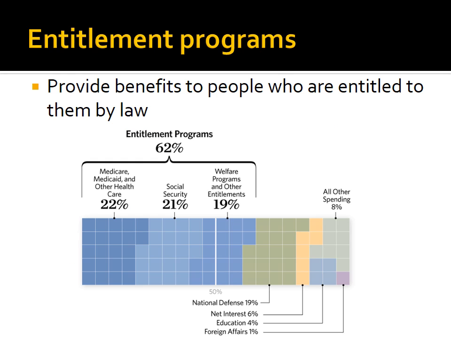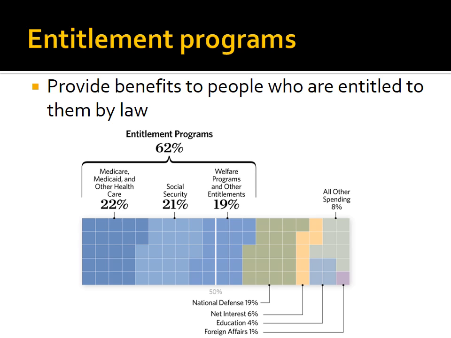All right, entitlement programs. We talked about these already. This is just another term for you. With your mandatory spending, Social Security, Medicare, and Medicaid are examples of entitlement programs. The definition is that they provide benefits to people who are entitled to them, that means, by law.